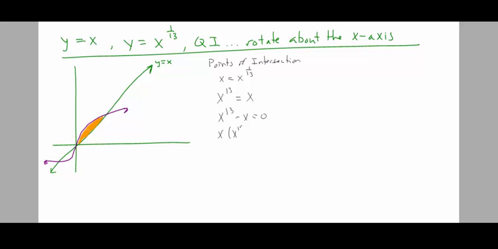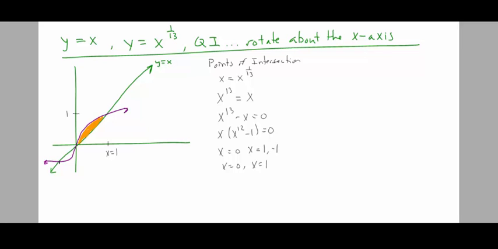Factor out the x: x to the 12th minus 1, times x equals 0, x to the 12th equals 1, so this would be x equal 1. And we could also have a negative one here, and that would be this point. But we're only in the first quadrant, so I'm only going to worry about x equals 0 and x equal 1. So here's x equals 0, here's x equal 1. When I plug a 1 in, I get a 1 back out. So there's my points of intersection, and now we'll go ahead and set up both the disk and washer method and the shell method.